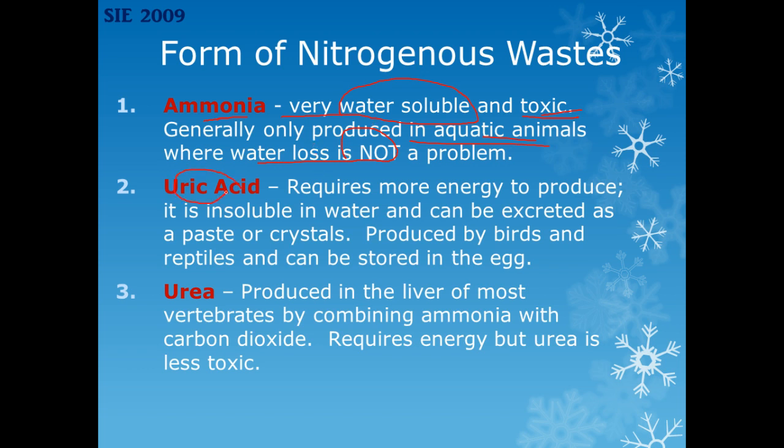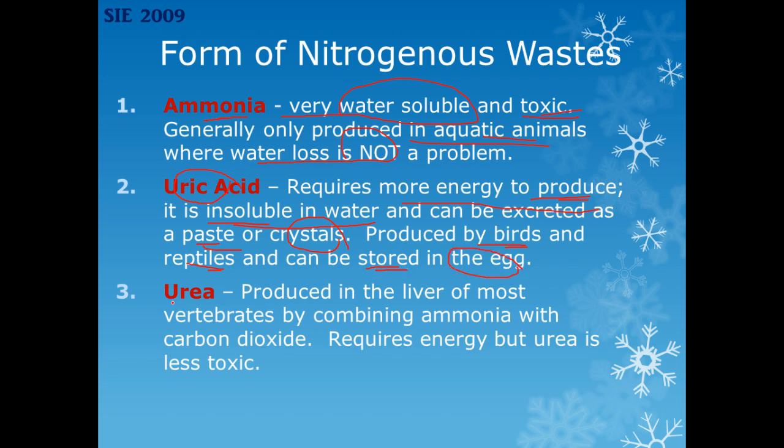The second form of nitrogenous waste is uric acid. Uric acid requires more energy to produce, so organisms that excrete nitrogenous waste as uric acid require more energy. Uric acid is insoluble in water and can be excreted as a paste or crystal. Uric acid is produced by birds and reptiles and can be stored in eggs.